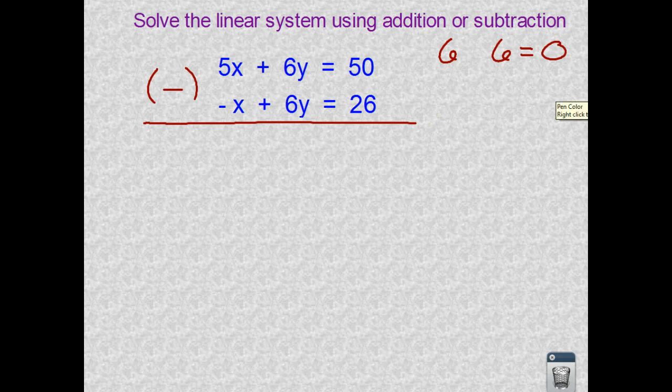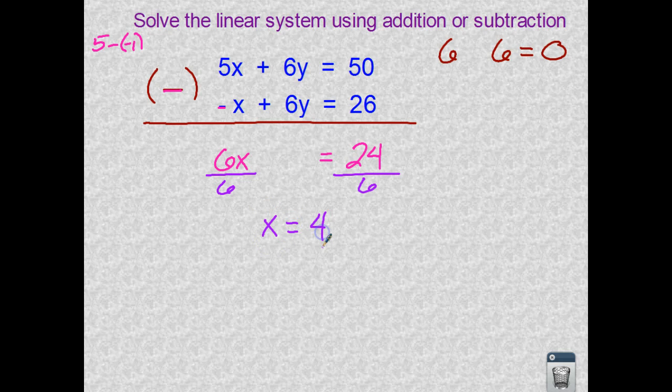Be careful of the signs. It says 5 subtracted by negative 1. So 5 minus negative 1 is equal to 6x. 6 minus 6 is 0, we knew that. And 50 minus 26 is 24. Divide both sides by 6. So we know that x is equal to 4.